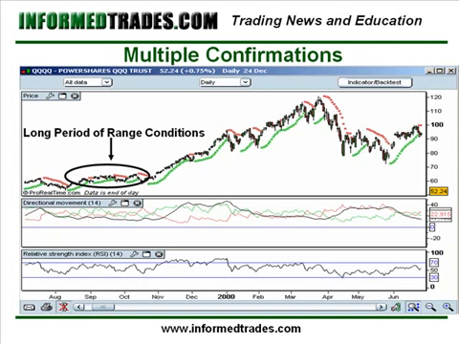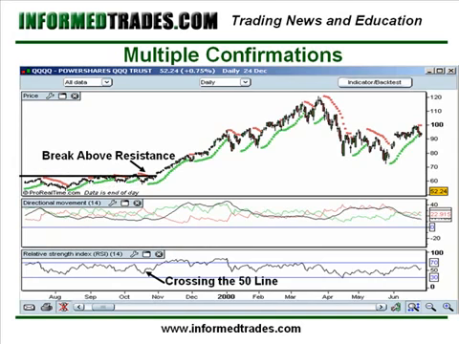We've got a long period of range conditions, which we learned about with the ADX. When the ADX moves above 20 after a long period of ranging conditions, this is a good signal that the range may be coming to an end and a new trend may be forming. In addition to that, we have the crossing of the 50 line on the RSI, which is another indication that bullish momentum is building. And in addition to that, we have a break above resistance, all occurring at the same time here. So we have sort of a triple confirmation there that this may be a good trade to get long on.